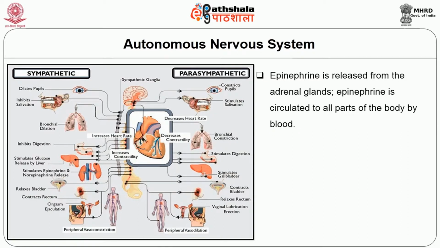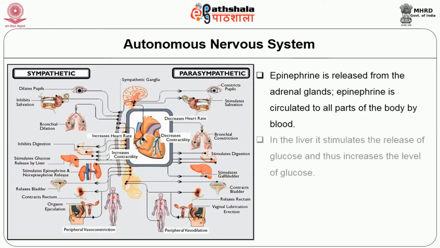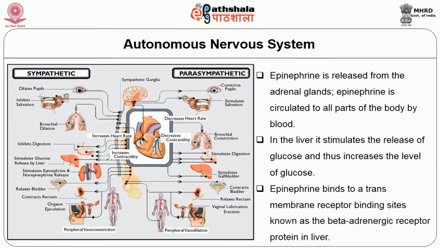Epinephrine is released from the adrenal glands and is circulated to all parts of the body by blood. In the liver, it stimulates the release of glucose and thus increases the level of glucose. Epinephrine binds to a transmembrane receptor known as the beta-adrenergic receptor protein in liver.